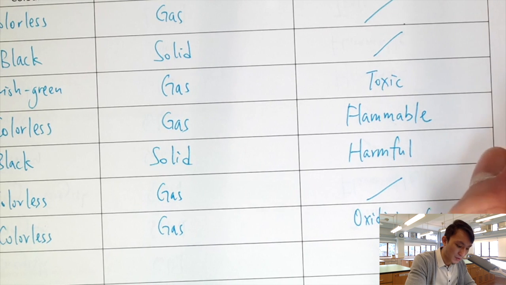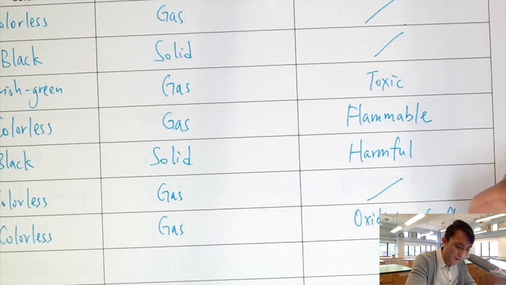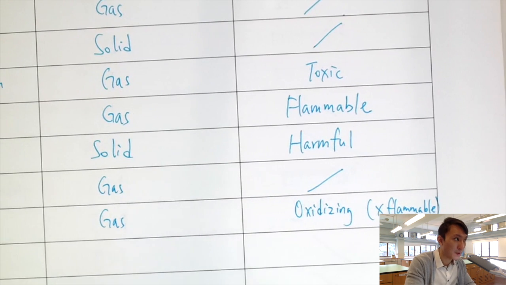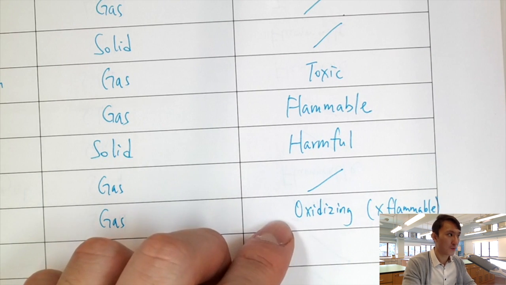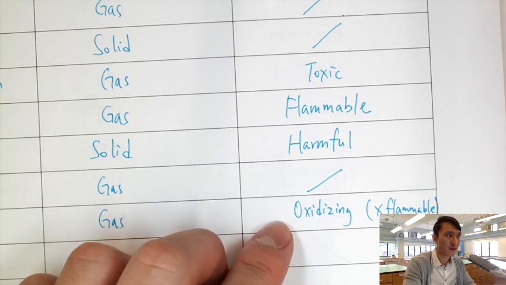Now remember, do not put down flammable. A lot of you may think that oxygen is flammable, but actually it is not. Oxygen is used to support a fuel in burning. Oxygen itself doesn't burn at all. Okay, so it is helping things to burn rather than itself undergoing combustion.